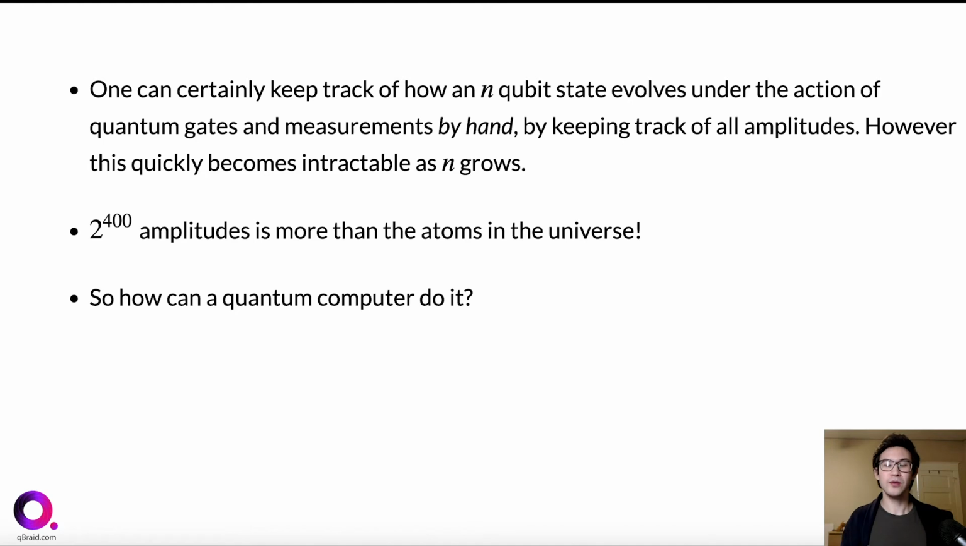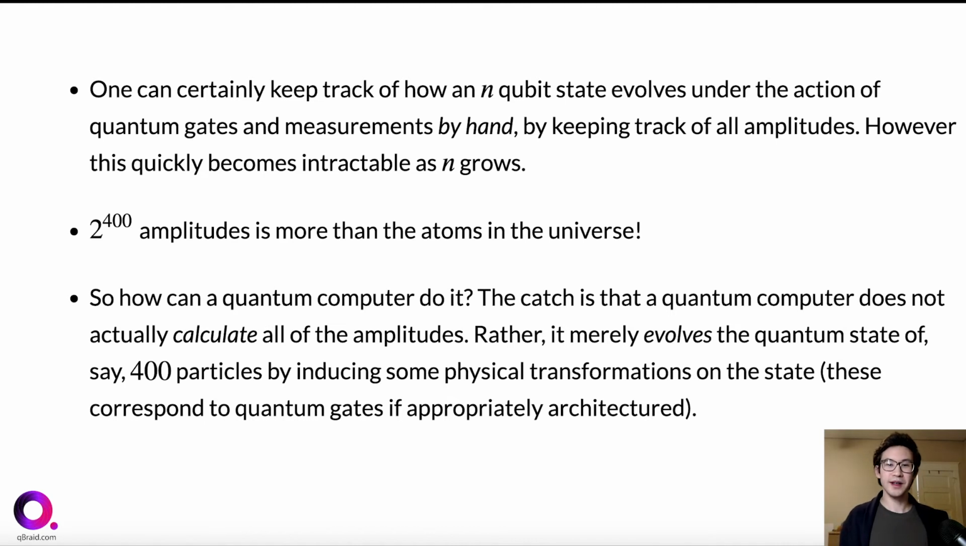So how does a quantum computer, or a quantum system in fact, do it? Well, the catch is that the quantum computer does not actually calculate all of the 2 to the 400 amplitudes, but it merely evolves a state of 400 particles. You can think of a qubit as a particle. And it does so by inducing some physical transformation on these 400 particles. And you can think of a physical transformation as corresponding to some quantum gate.